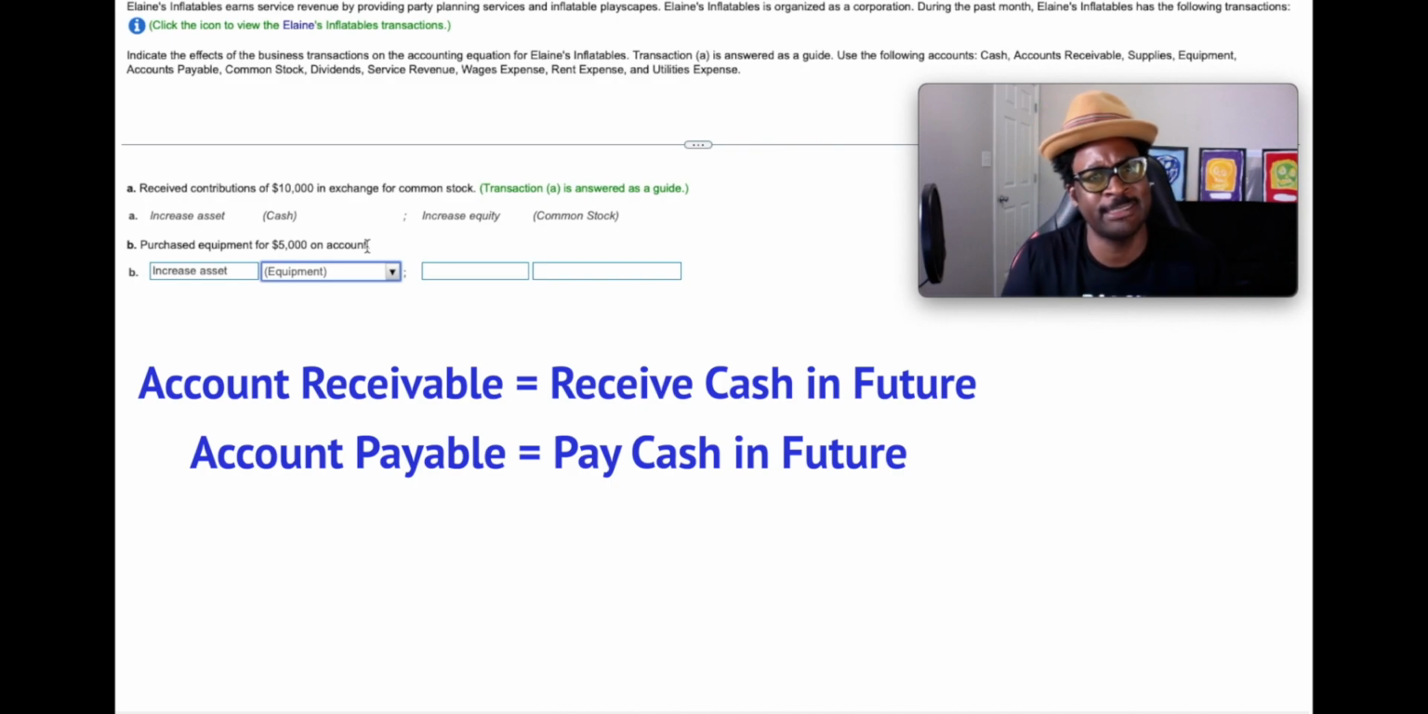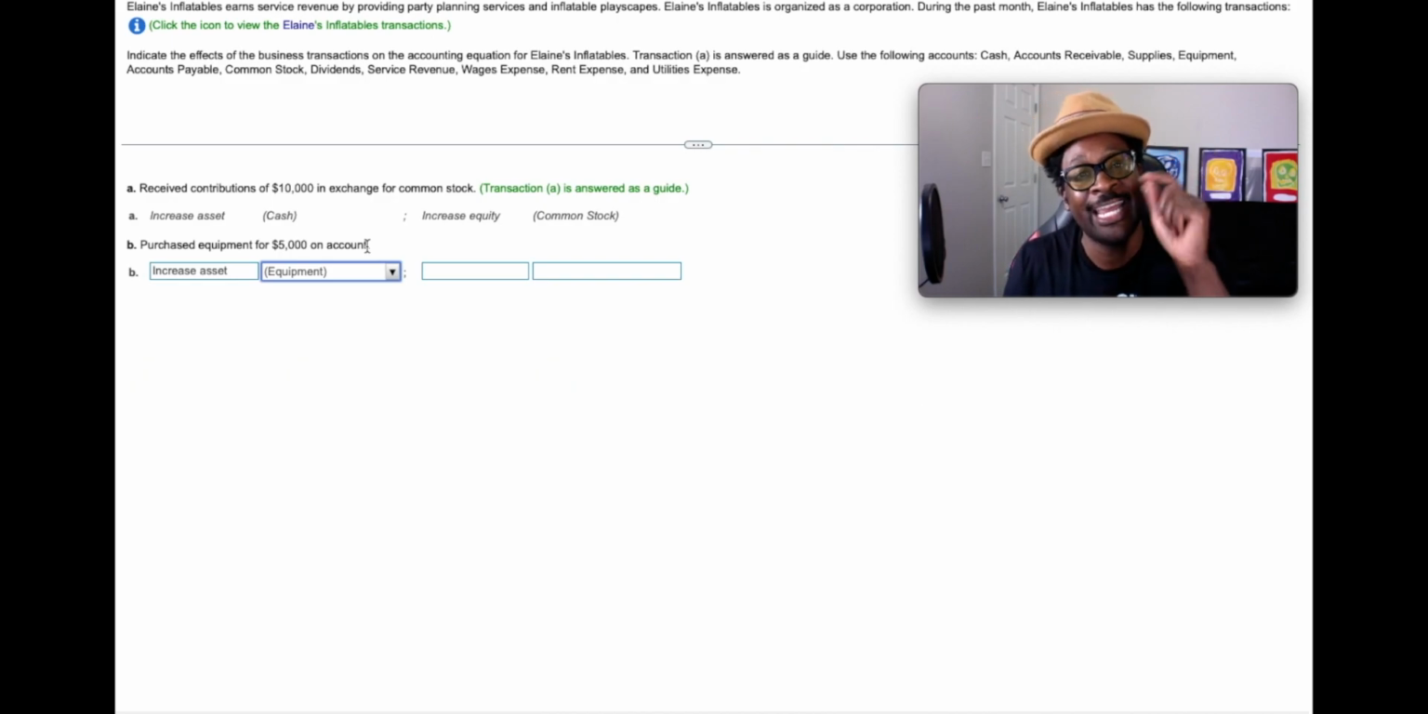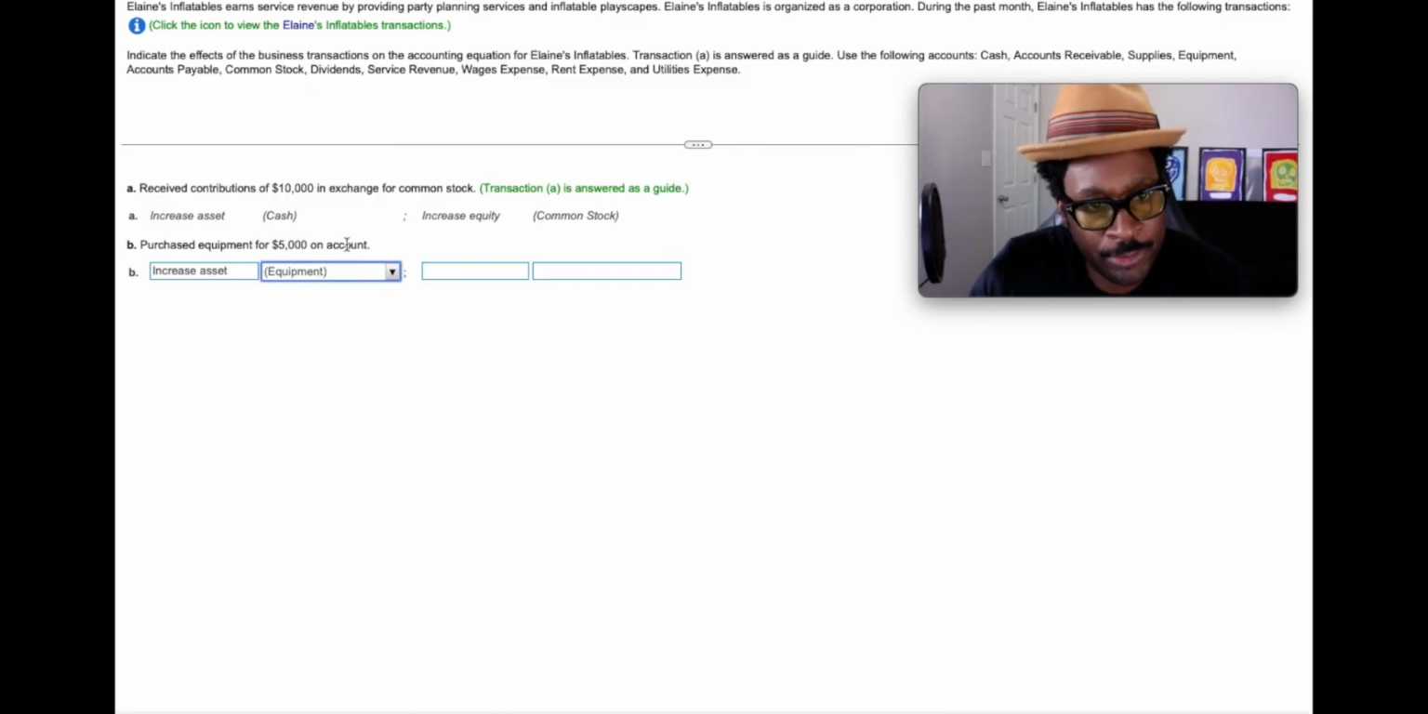Now clearly we know which one is which. But what you need to understand is that anytime you're receiving cash in the future, i.e. accounts receivable, that's an asset. And if you are expected to pay cash in the future, that's a liability. Remember, gang, any liability that has the last name payable must be considered a liability. Sensational.